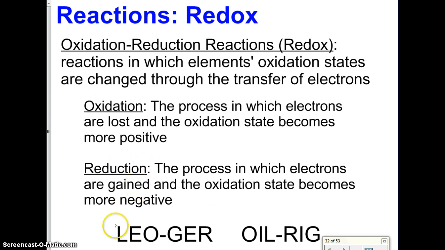I always remember it with one of two sayings. Personally, I like "Leo the Lion says GER": lose electrons is oxidation, gain electrons is reduction. OIL RIG is another one: oxidation is losing, reduction is gaining. It's up to you which one you decide to use. I would always have it written in the top corner of my paper as I'm working on these types of problems, but that's just me.